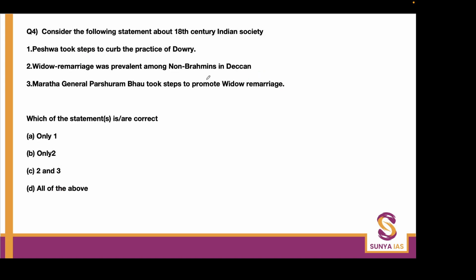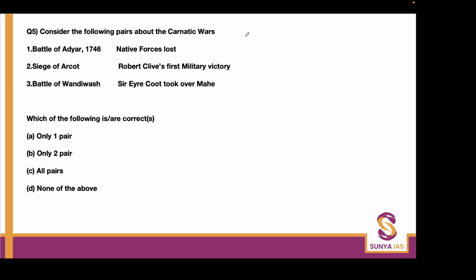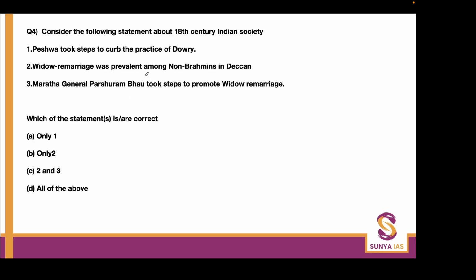Fine. Now, consider the following statement about the 18th century Indian society. This is important. Peshwa took steps to curb the practice of dowry. Widow remarriage was prevalent among non-Brahmins in Deccan. Maratha General Parshuram Bhau took steps to promote widow remarriage. Now, this is some factual information which is given directly in your new NCERT. So you can read it. Okay, new NCERT.